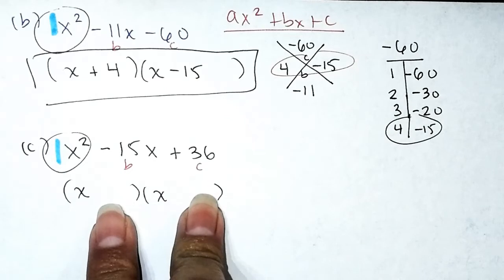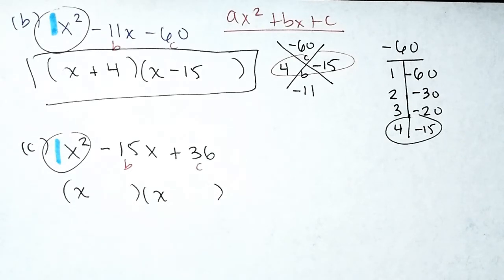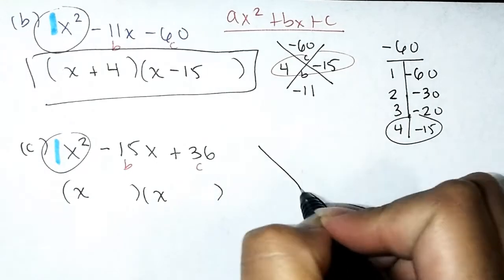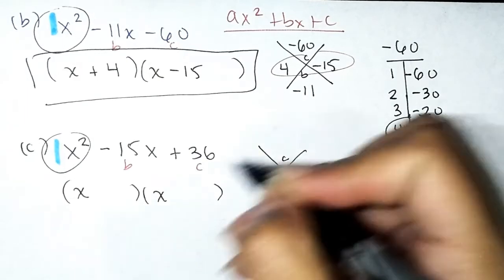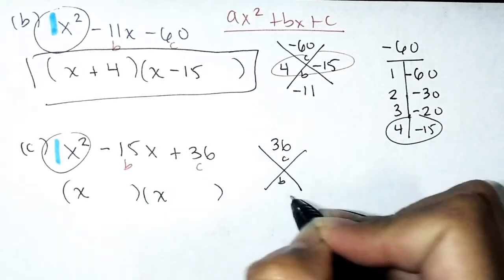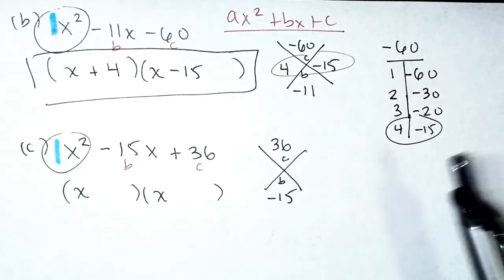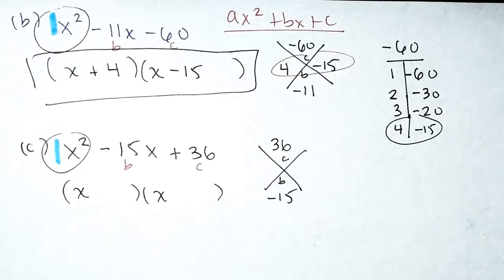If you want to go straight to the answer, go for it, but I'm going to show some work. So we want factors of c that add up to b. Factors of 36 that add up to negative 15. I'm going to pretend like I did a factor table, okay? But someone help me out. I don't know the answer.